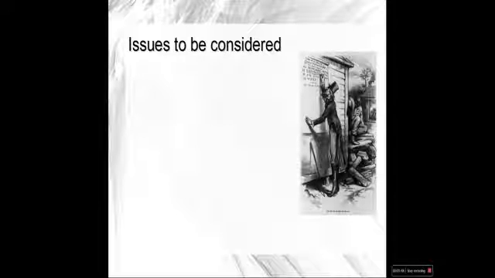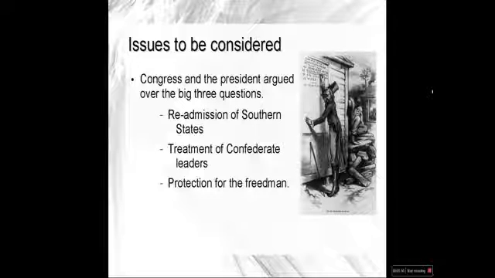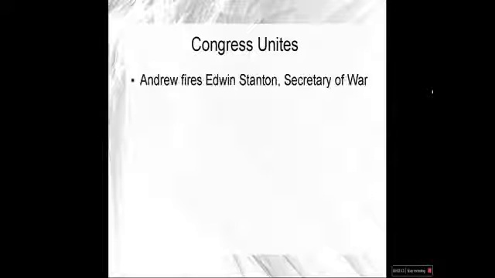Issues to be considered. For nearly 2 years, Congress and the President disagreed sharply over the issues of Reconstruction, including readmission of Southern states to the Union, treatment of Confederate leaders, and protection for the freedmen. After literally hundreds of angry exchanges with Congress, Andrew Johnson gave the radicals in Congress an issue that they could unite upon with other members of Congress.